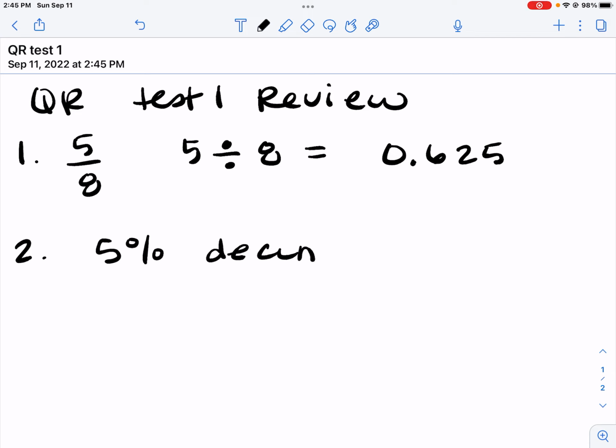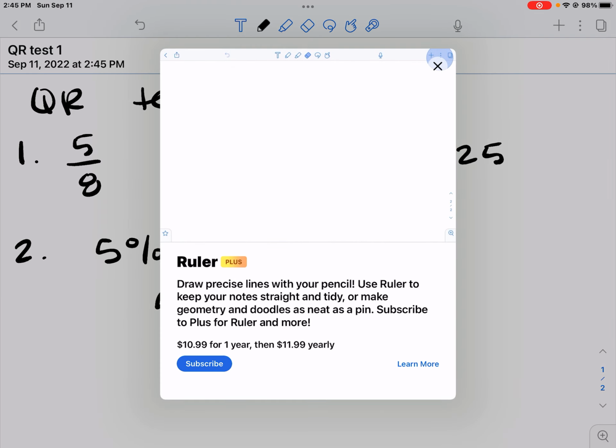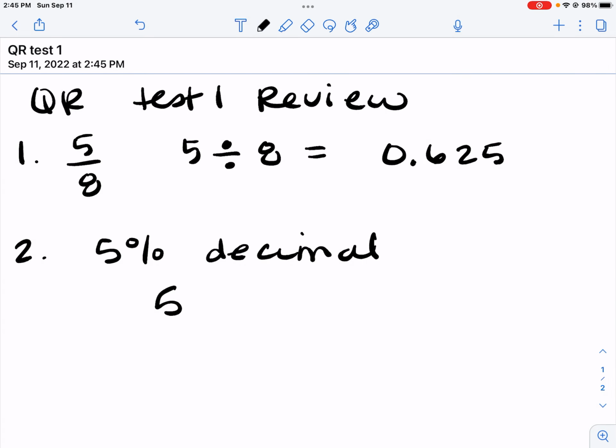5% as a decimal. Okay. If there's no decimal, it's assumed at the end. It's always 2 times. Sorry, my iPad's trying to do weird things. Move it 2 times. Fill in the hole with a 0. So that's 0.05.